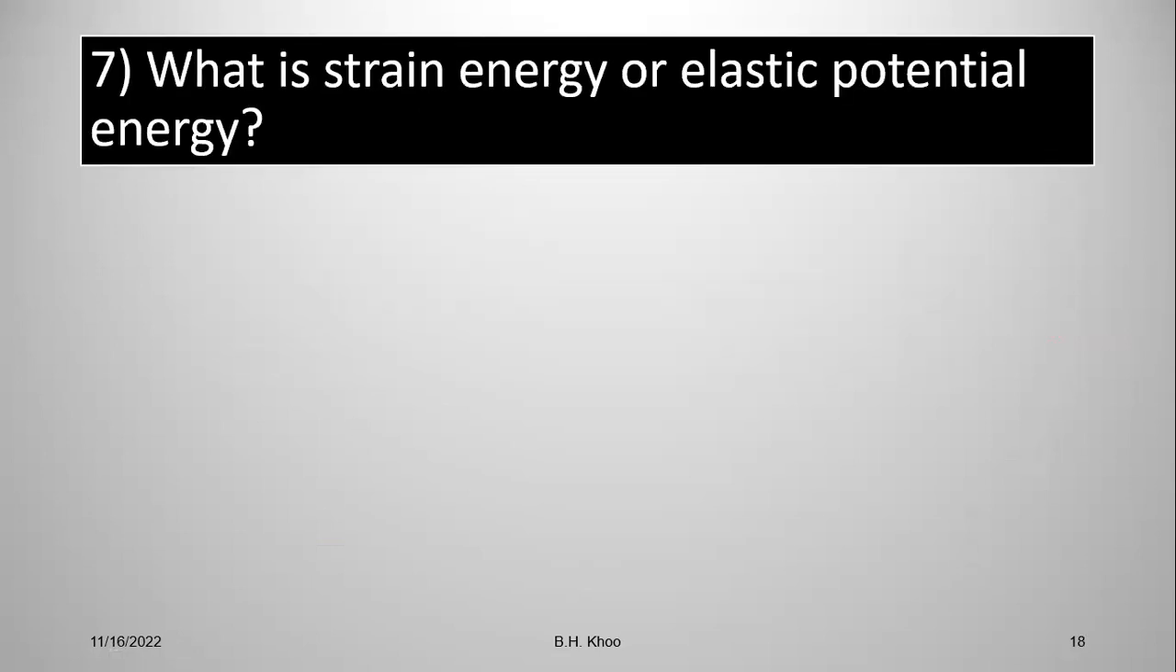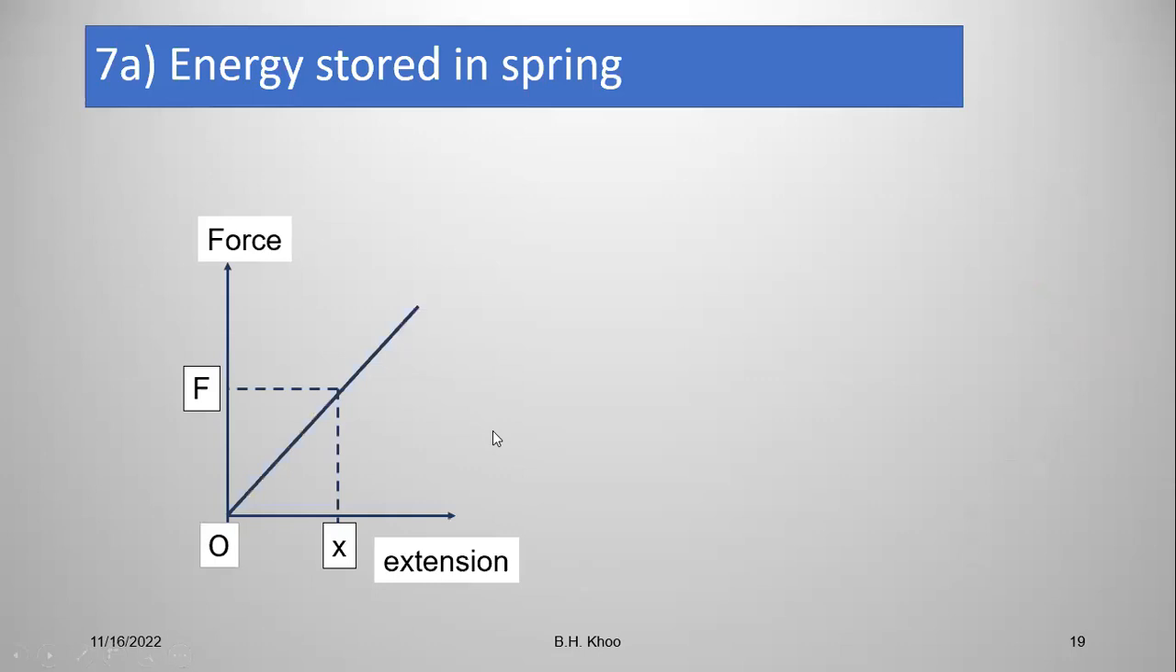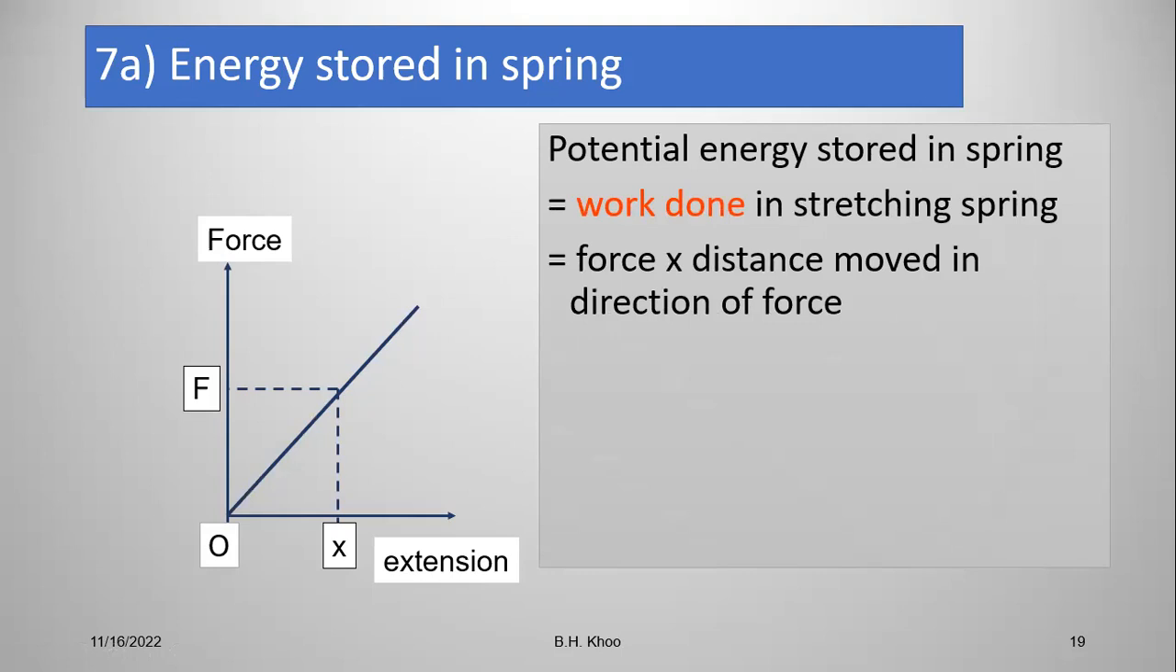Let's look at energy. What is strain energy or elastic potential energy? Ability to do work as a result of a change of shape of an object. Right? Change of shape is the stretching. You stretch the object or you compress the object. Right? So let's look at the force-extension graph for a spring. Energy stored in spring, potential energy stored in spring, is the work done in stretching the spring. Force times distance moved in the direction of the force. Right? Remember, this one should be in calculus form.